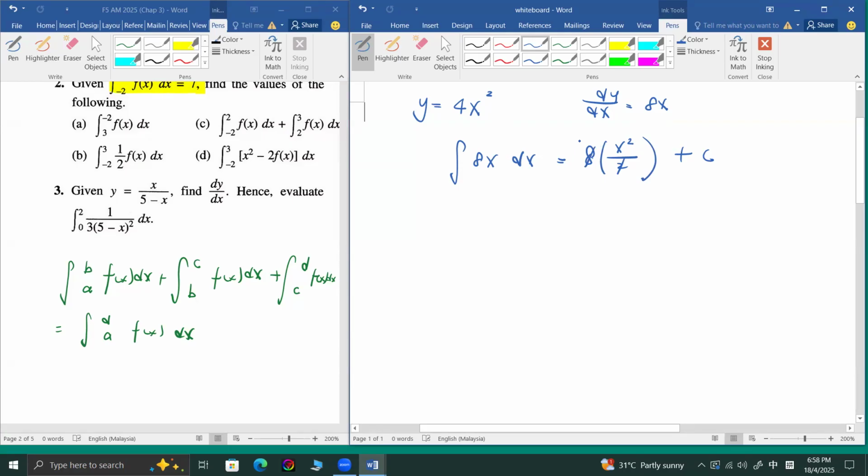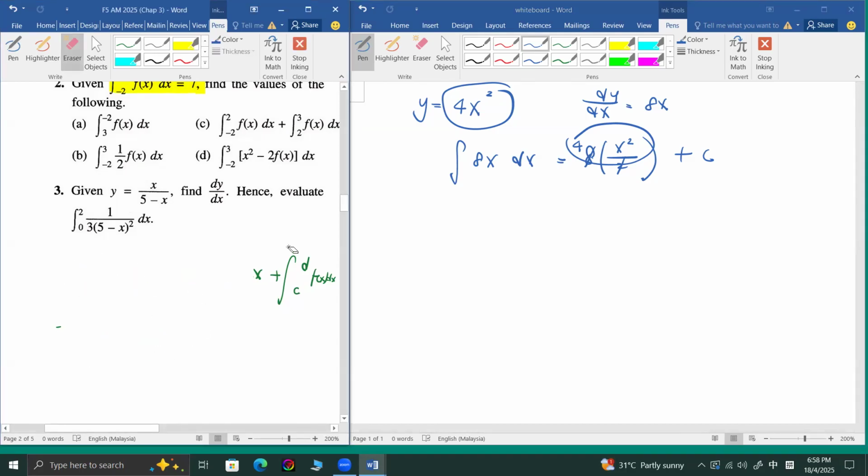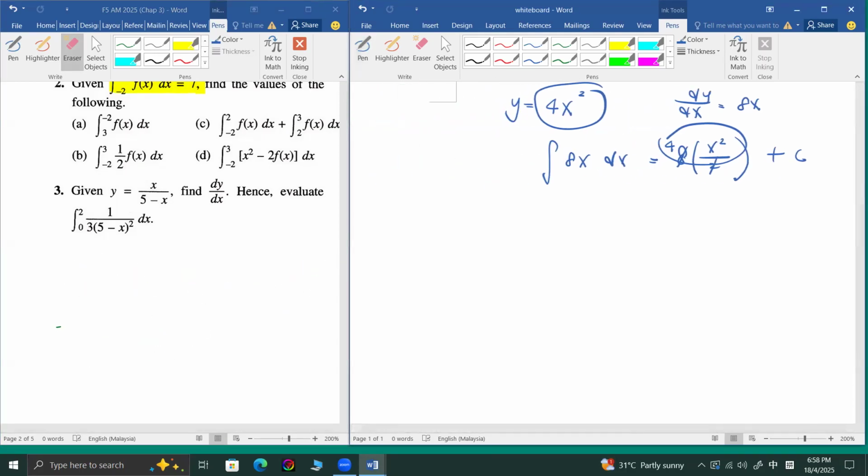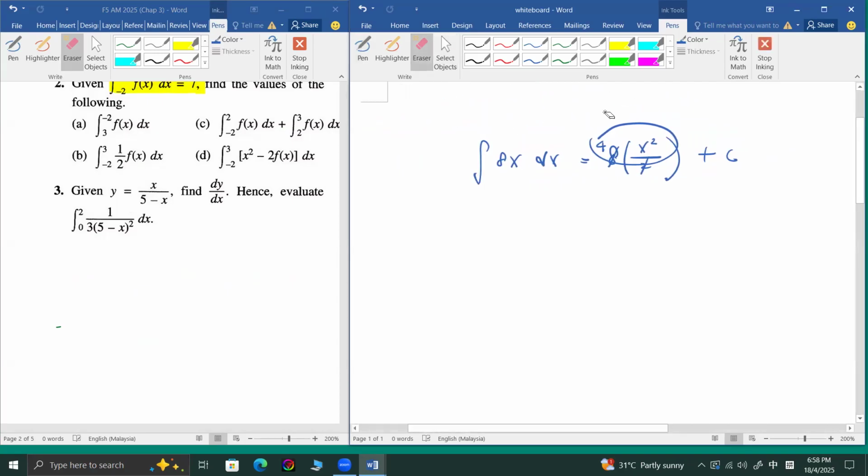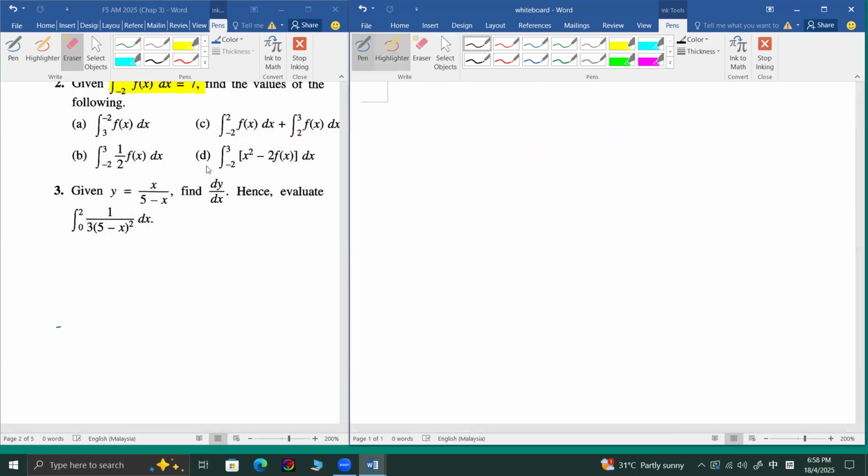But what I'm trying to show you is here. Can you see 4x squared? Remember last week I taught you, right? Given y, you differentiate to get dy dx. When you are given dy dx, you want to find back the y. So it means you get this. Okay, so what does it mean, class? Explanation here. So you are given y, y is this one, okay?